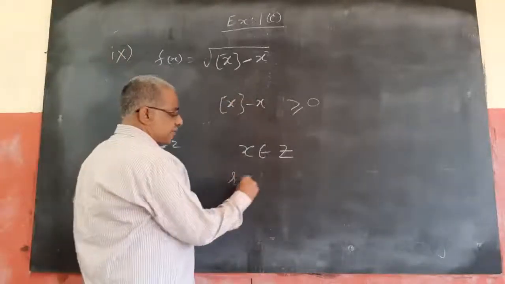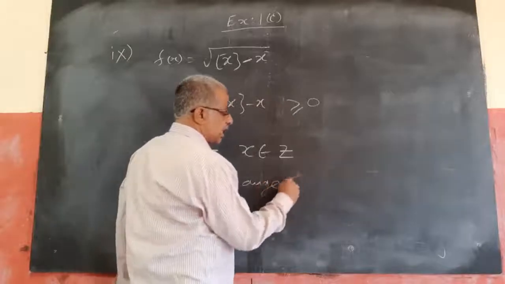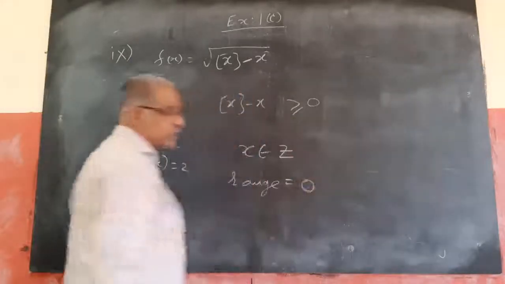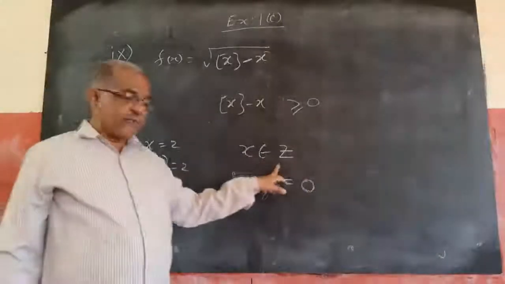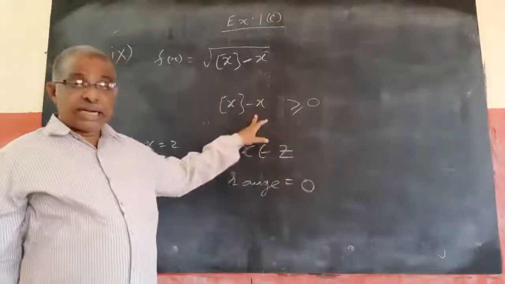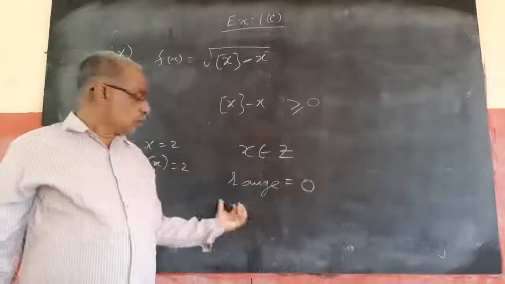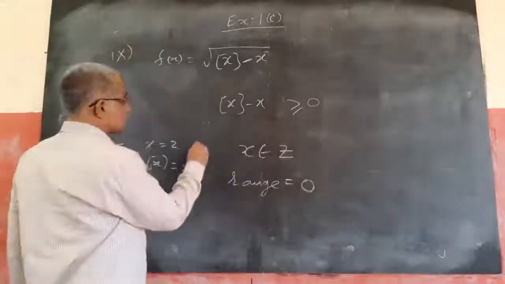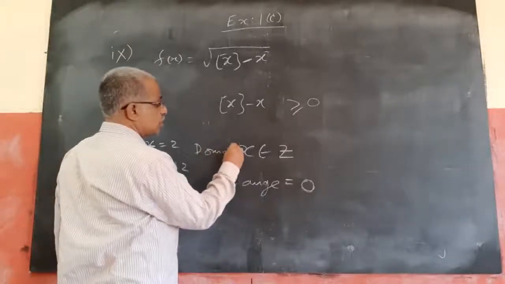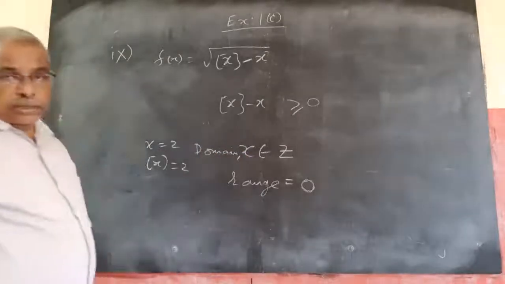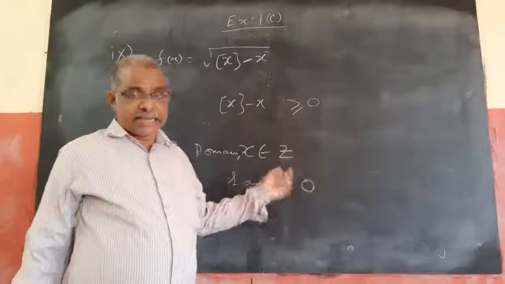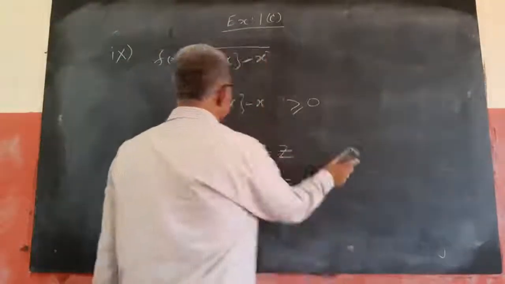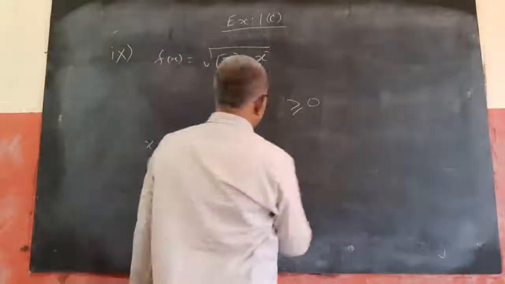But the range of this function, step x minus x, is always 0, because it is defined only for integers. For any integer, step x minus x is 0. So the range is 0. The domain is R, sorry, the domain is Z, integers. The domain is integers, but the range is 0. Like this, we can do.